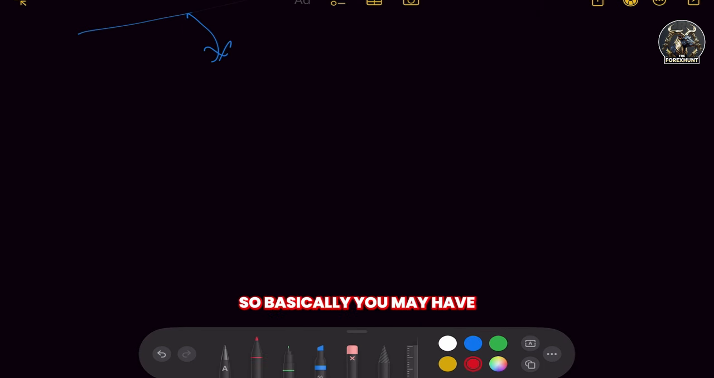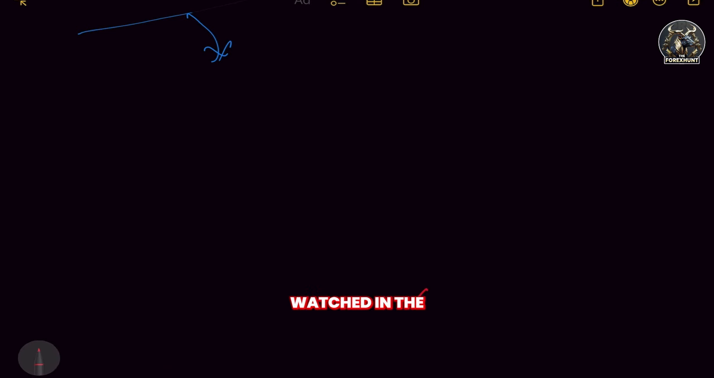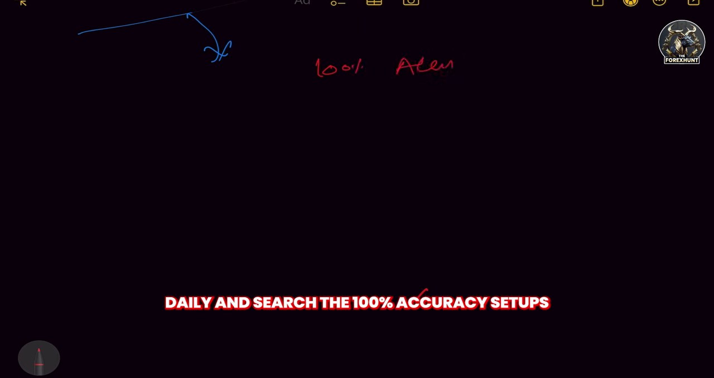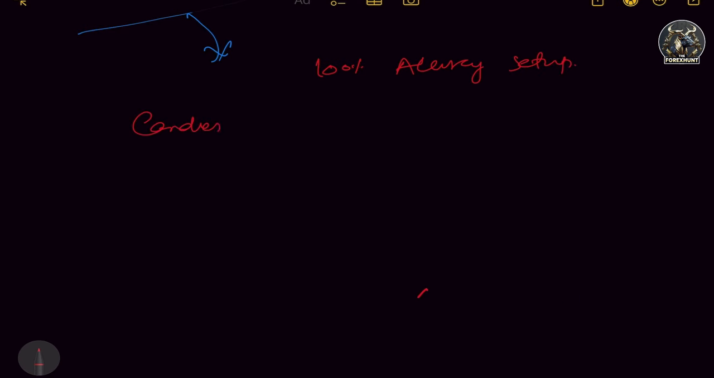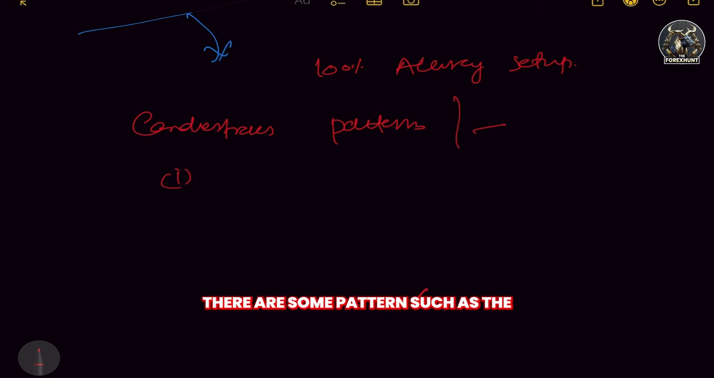So basically, you may have watched on YouTube channels where you go daily and search for 100% accuracy setups. There you may have found some candlestick patterns. In this candlestick pattern, there are some patterns such as morning star. I'm just reminding you. You did these things: morning star, evening star.